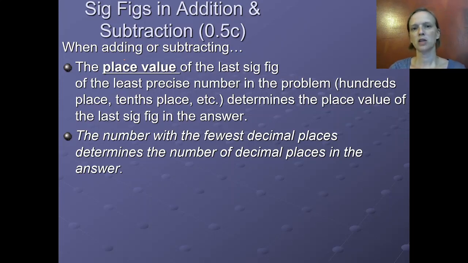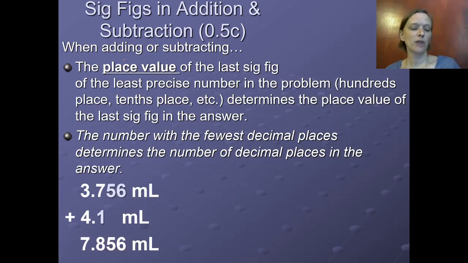Okay, so let's look at how this looks in practice because the rule is almost harder to say in words than it is to see how it functions. So here we have 3.756 plus 4.1, and if we plug that into a calculator, we get the answer 7.856.